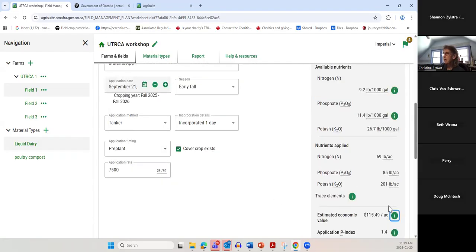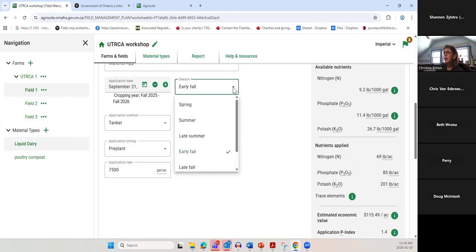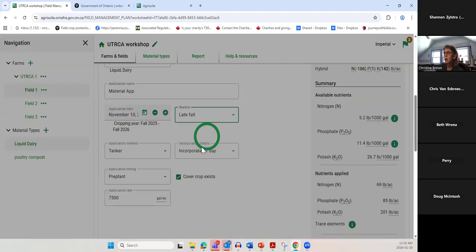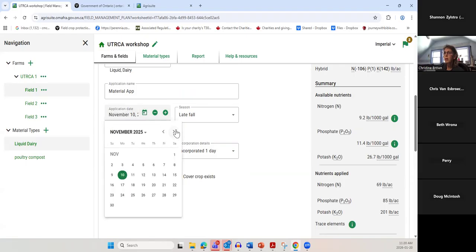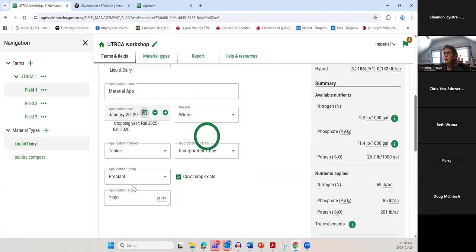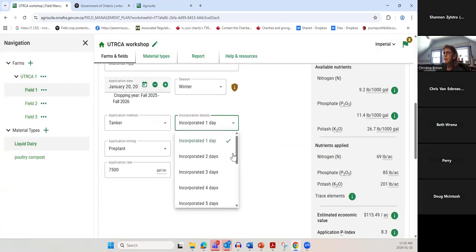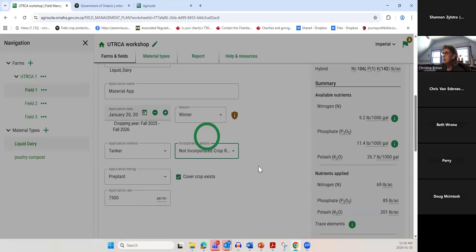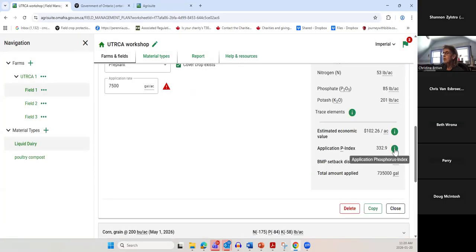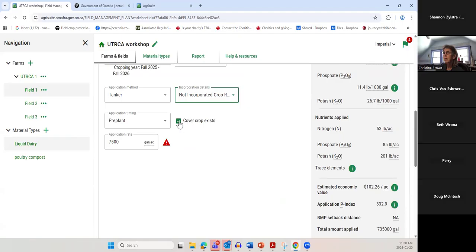Also get a P-index value here. So for example, I'm just going to show you. Green means good. We don't have to go into the phosphorus index per se. But if I change that to late fall and it was surface applied, well, late fall, I'm going to change that to today. And it's surface applied. Well, let's say it's onto crop residue. It's still green, but it shouldn't be.